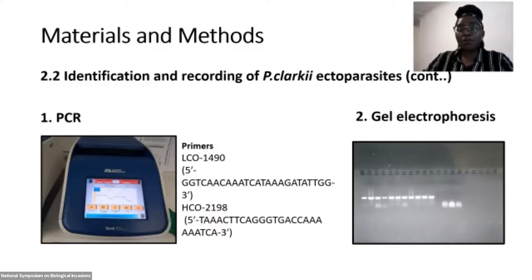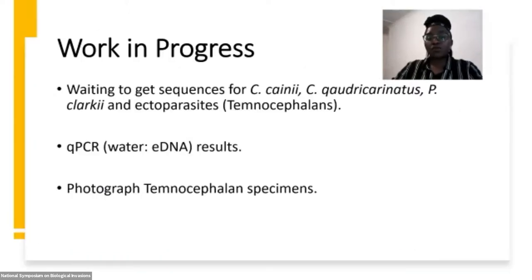And then DNA will be amplified using the universal primer, and then we'll also employ gel electrophoresis just to check the DNA bands. Currently, I'm waiting for sequences for the tissue samples for the Cherax kinase, Cherax quadricarinatus, and the clarkii, as well as the ectoparasites, which are the temnocephalans. And then I'm also currently busy with the qPCR, and I'm also currently photographing the specimens.